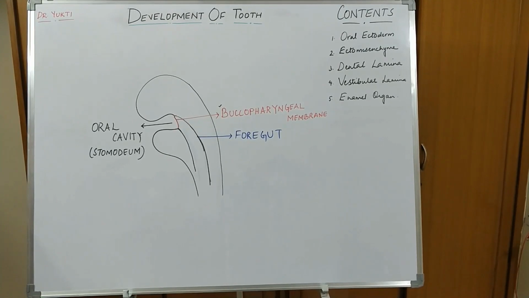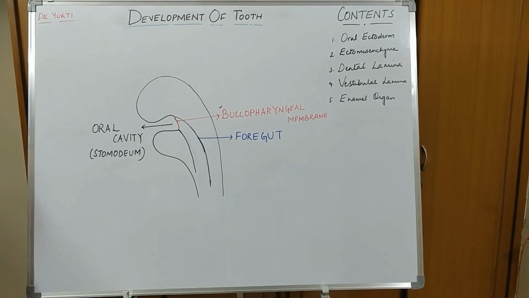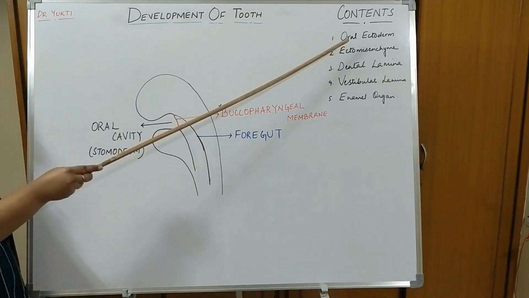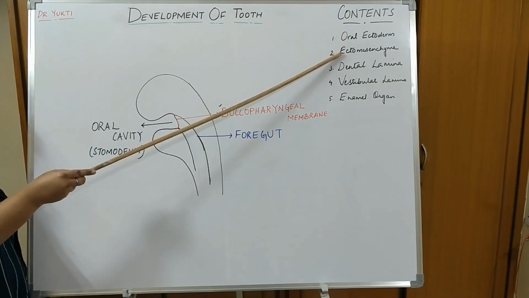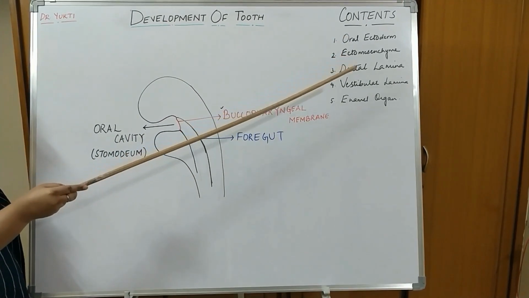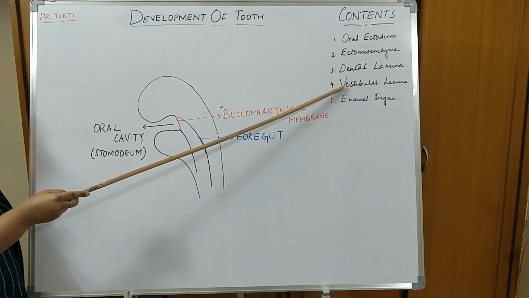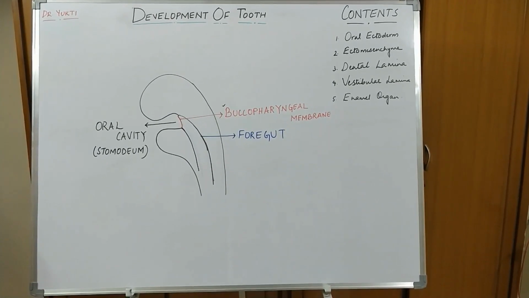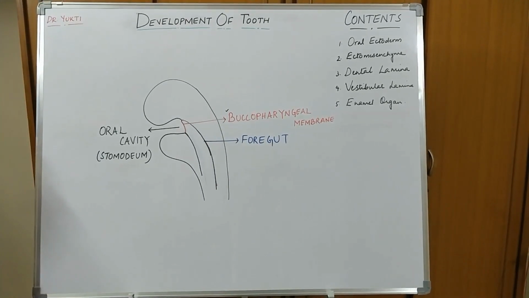Now, I will be dealing with this first chapter, development of tooth, under the following contents. What is oral ectoderm? I will be telling. What is ectomesenchyme, where it is originating. What is dental lamina, vestibular lamina, and what is enamel organ. Okay, and what is it used in tooth development.